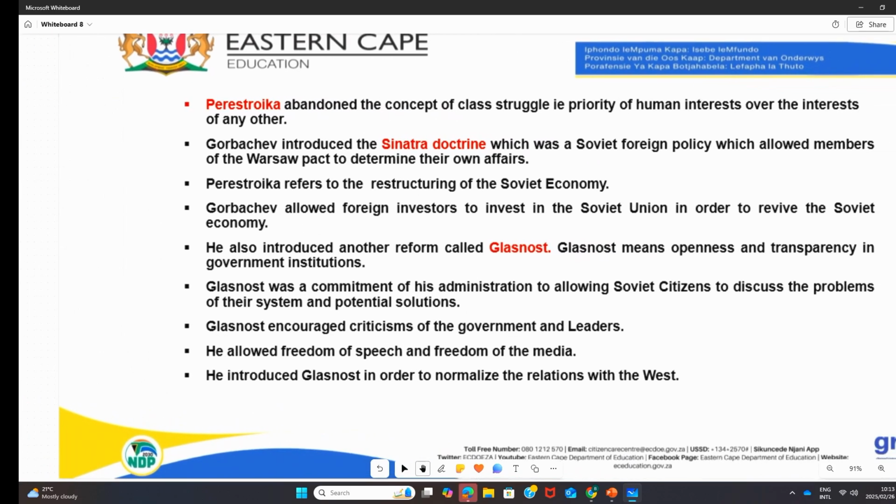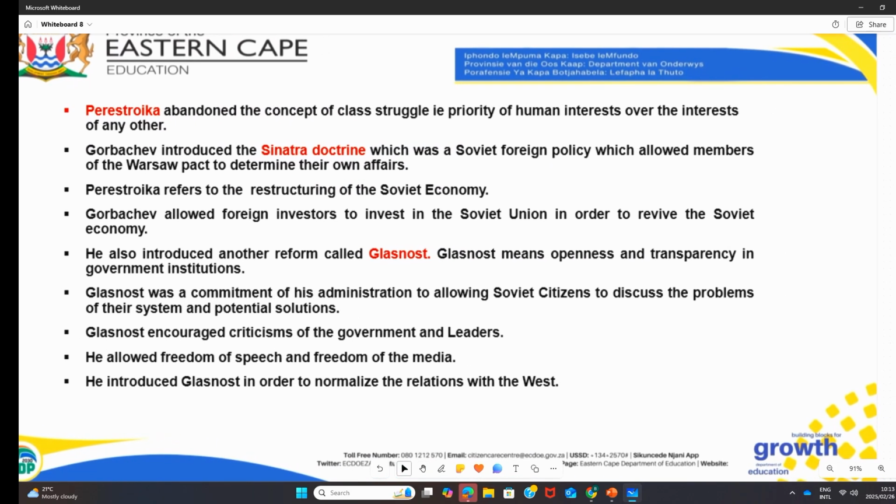Still on Perestroika, viewers, please get used to the word Perestroika when you are talking about the downfall of the Soviet Union, because the main focus is on Perestroika and Glasnost, and those are Russian words. Perestroika means restructuring of the economy by allowing some elements of capitalism in order to boost communism. I think I phrased it correctly.